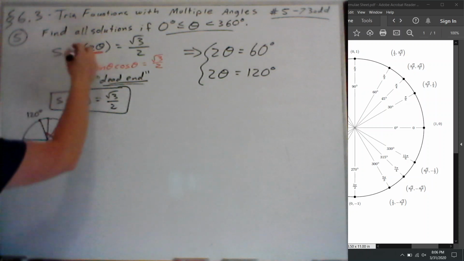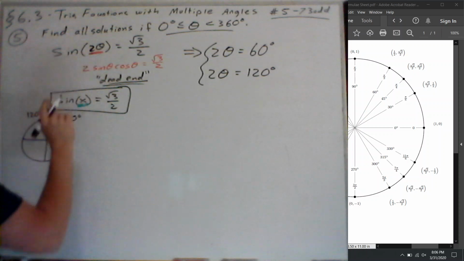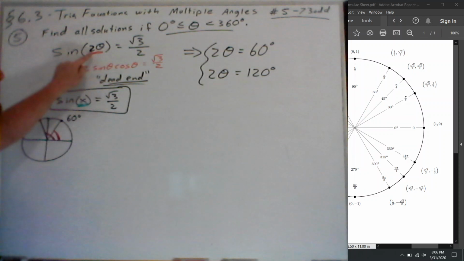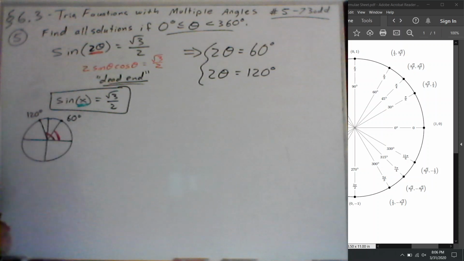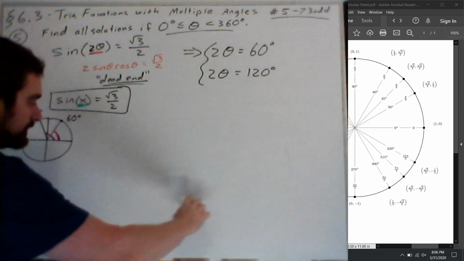Now, when we look at a trig function that has this multiple angle on the inside, remember that that's going to adjust the period of the trig function. This is going to oscillate twice as fast. Normally, if I look at y equals sine of x, that function has a period of 0 to 2 pi.